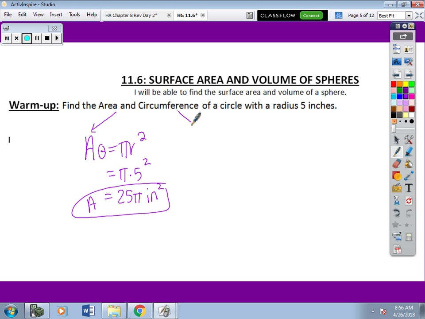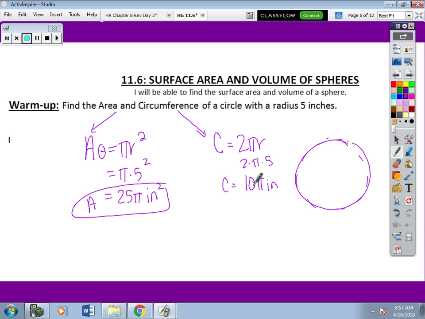And then our circumference, there's 2 formulas that we learned, but since they gave us the radius, probably use 2 pi r or pi d. So 2 times 5 will get us 10 pi. Remember, the circumference is the distance around the circle, which is just regular units, inches.